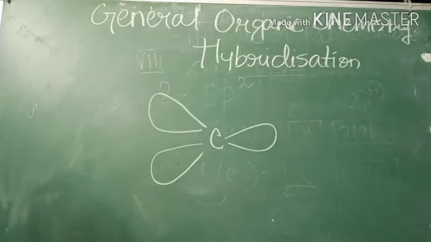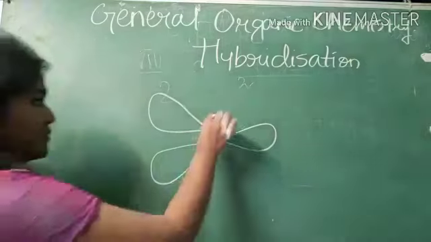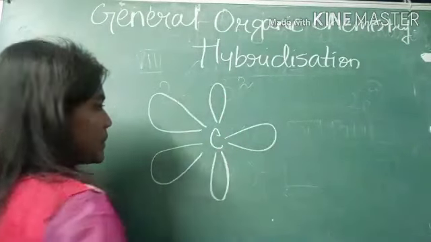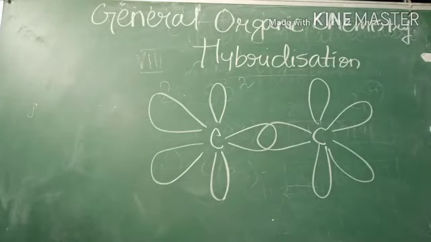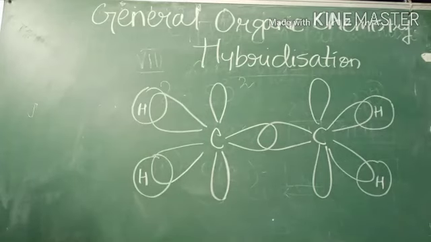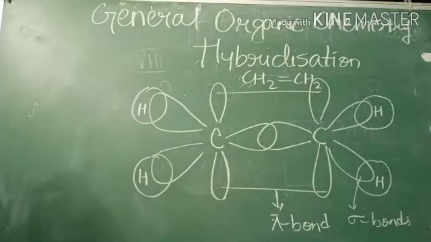These are the three orbitals of carbon which are taking part in hybridization. Now the last one, which has not taken part in hybridization, we will draw sideways. We will draw a similar figure for the second carbon. Now we will attach hydrogen atoms to the hybridized orbitals on both sides. The last p orbital which remains will form the pi bond. This is the structure of ethene.